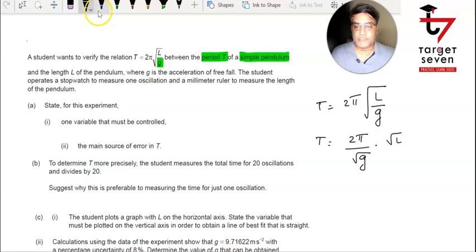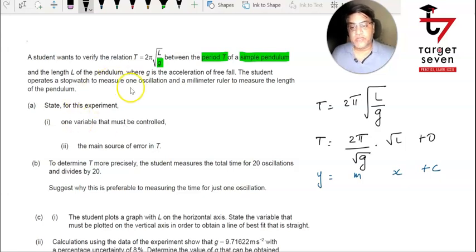Now this very much represents the equation for a straight line, y is equal to mx plus c. So if you plot a graph between time period along the y-axis and square root of L along the x-axis, I should end up getting a straight line whose gradient is given by 2 pi upon root g, and the y-intercept should in fact be equal to 0. So all of this I have already done even before reading what the question is.